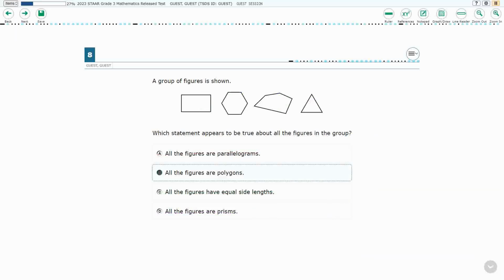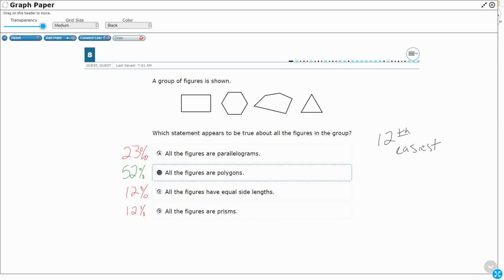See how we did across the state of Texas. So this was the 12th easiest, right? We had just a little bit over half our students get it correct. The most chosen incorrect answer is parallelogram. And what this makes me think is we are unsure of the definition of this. Think about all the definitions we need to know.